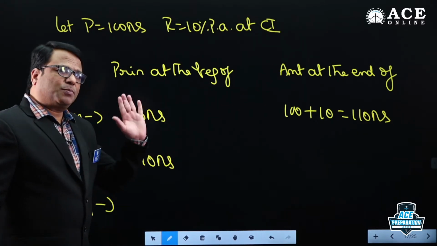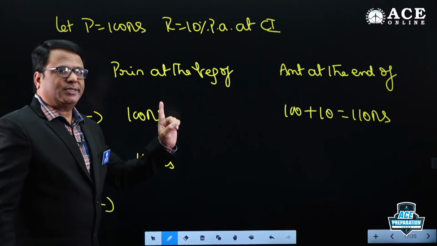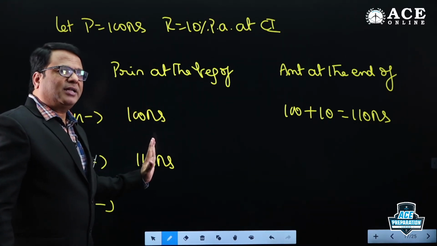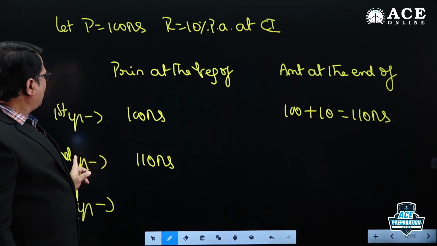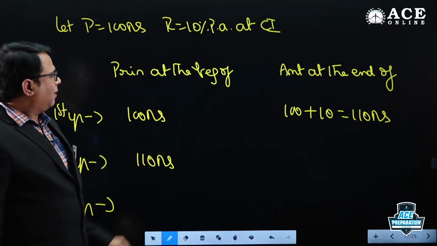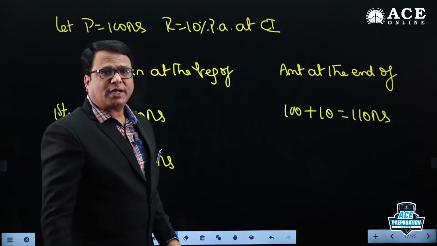I already explained what compound interest is initially itself. This is another way of understanding compound interest. Now, what is the principal at the beginning of the second year? 110 rupees. Then what is the amount at the end of the second year?